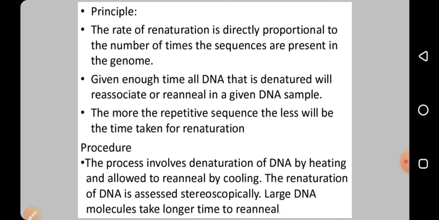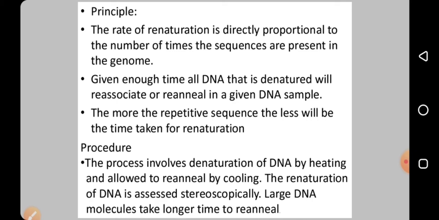The more the repetitive sequence, the less will be the time taken for renaturation. That means renaturation completely depends on the sequence of repetition. And if you give it time, all the DNA will be renatured. And the time taken by the DNA for renaturation completely depends on repetitive sequences. So how to study this? The process involves denaturation of DNA either by heat or by chemicals and allowing them to re-anneal by cooling.